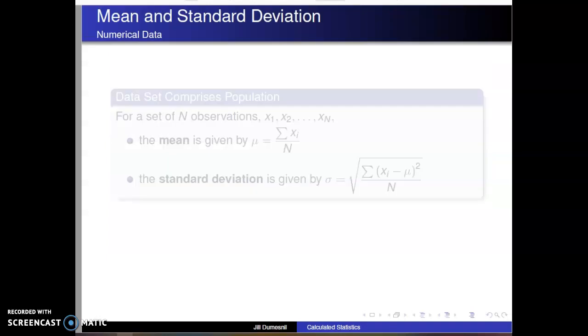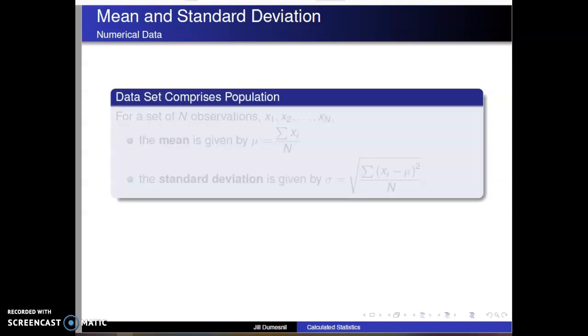Now let's discuss the formulas for the mean and standard deviation of a set of numerical data. There are slightly different formulas for standard deviation depending on whether the observations comprise the entire population or only a sample. Let's first consider the case in which the observations come from the entire population. This would be the case, for example, if the data set was a set of all test scores from a particular class on a particular exam.